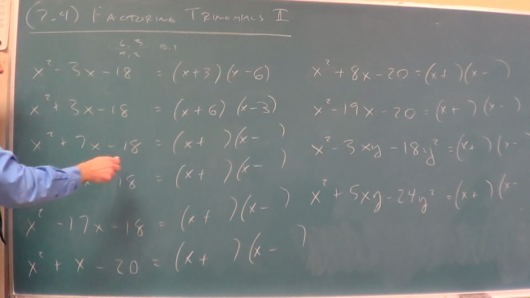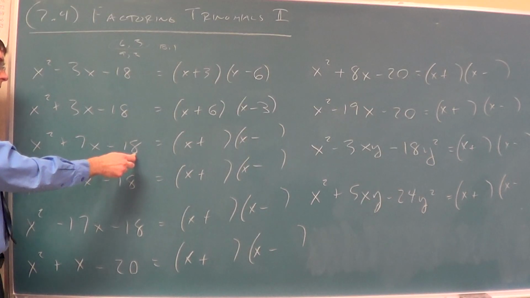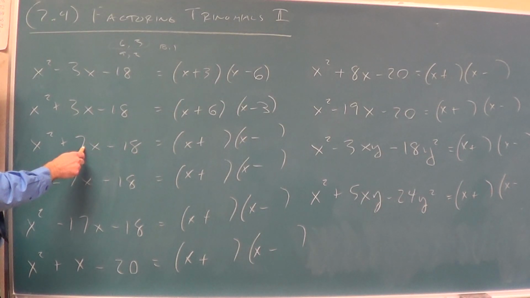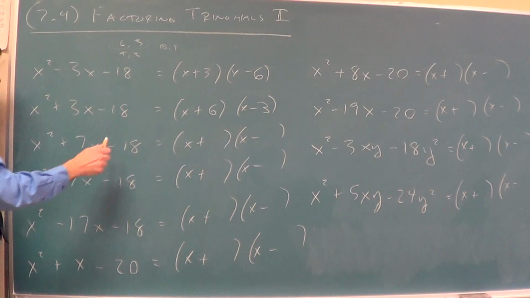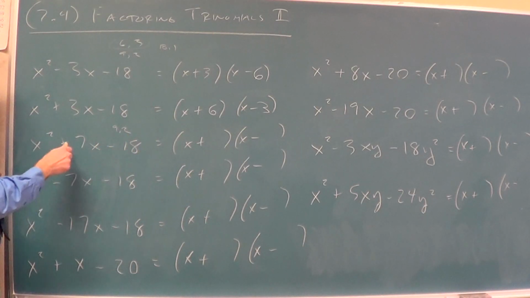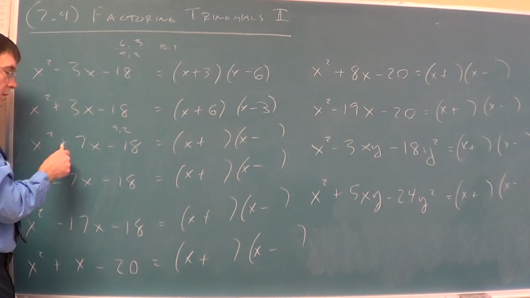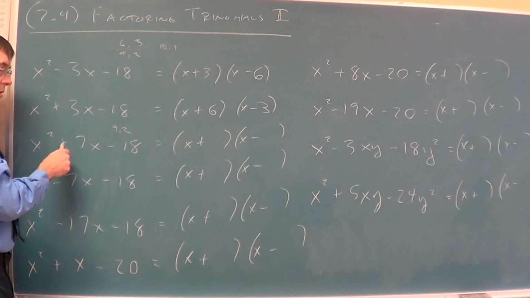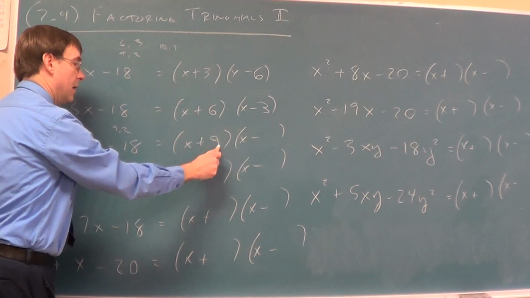Same thing. We're committed to all the x's, we're committed to different signs, we're multiplying to 18, but we have to subtract to make 7. What pair of numbers can do that job? 9 and 2 can do that job. In this case, the plus is going to take the 9. This first sign will always take the bigger number. So the first sign takes the 9 here.